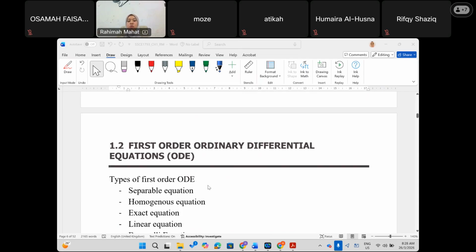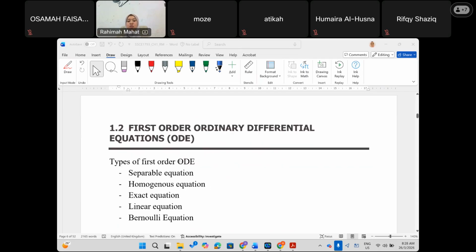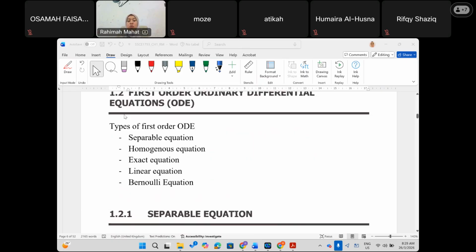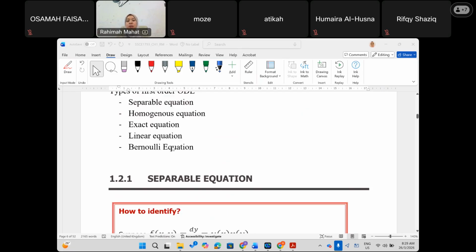Next we go to the types of first order ODE. There are 5 types here: separable equation, homogeneous equation, exact equation, linear equation, and Bernoulli equation. So we go to the separable equation. How do we solve the ODE by separable equation? Separable means that you can separate the equation between two variables.